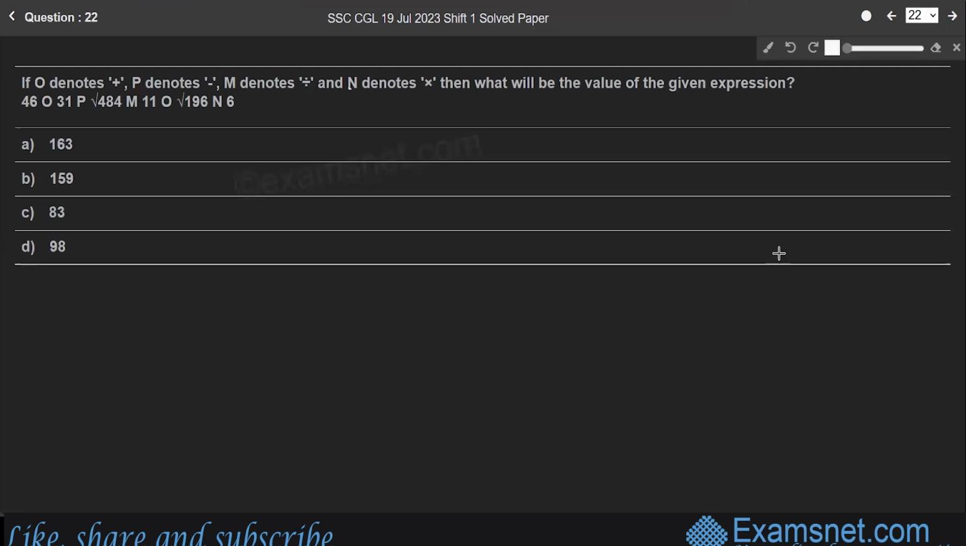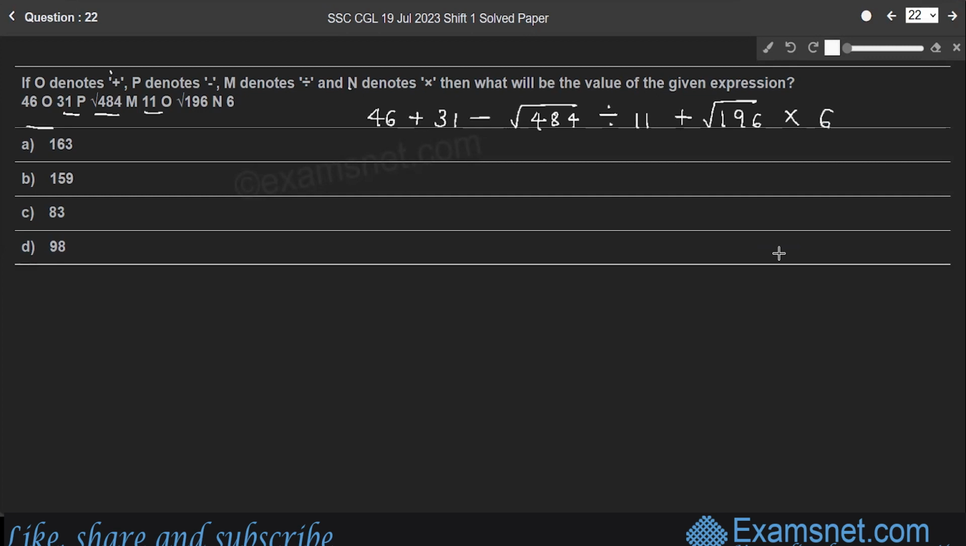Question 22. If O denotes plus, P denotes minus, M denotes divided by, and N denotes into, then what will be the value of the given expression? Right? So let us write the given expression, right? 46O. Here O denotes plus. We'll write 46 plus 31P. So P denotes minus. 31 minus root of 484. Root of 484. M denotes divided by 11O. Here O denotes plus. It becomes 11 plus root of 196. 196 N 6. N denotes into 6.